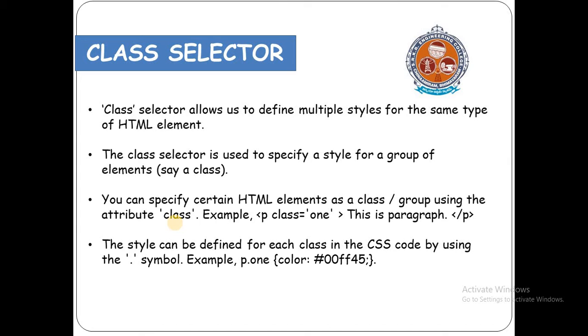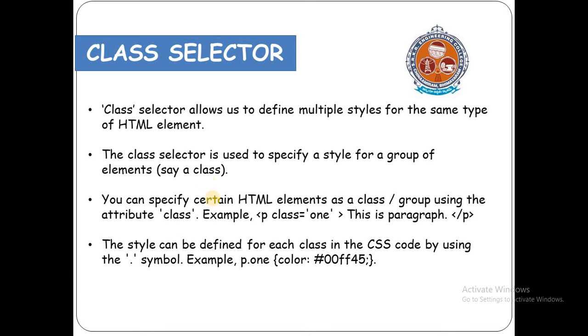The next point is that the class selector is used to specify a style for a group of elements. So the main difference between class and ID is that class is going to group the elements, and we are going to give the style to this group of elements. You can specify certain HTML elements as a class or group using the attribute class. So we are using the attribute class for giving the special properties.